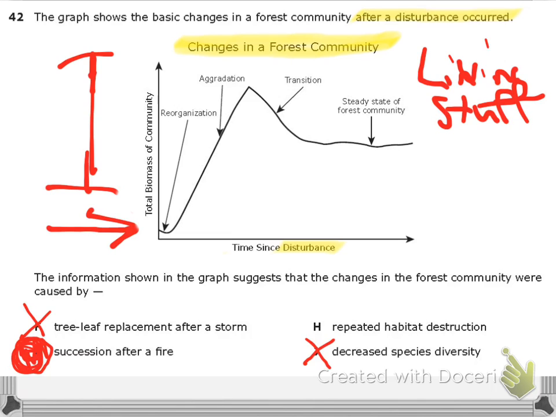Alright, repeated habitat destruction. If you were going to get it wrong, that might be the best way to get it wrong, but again, that's not the best answer. So let's burn that one on out. Alright, so again, the answer is going to be G.